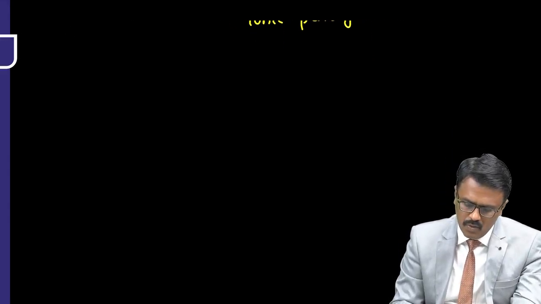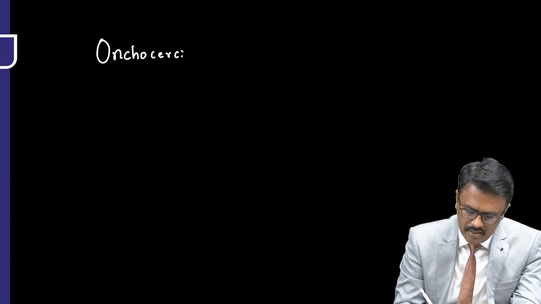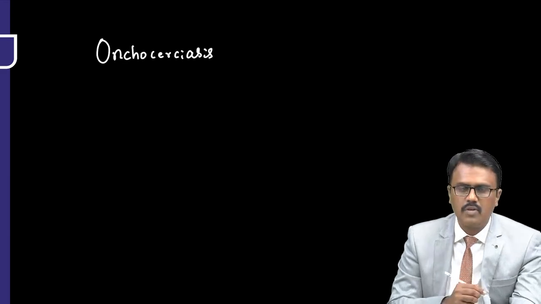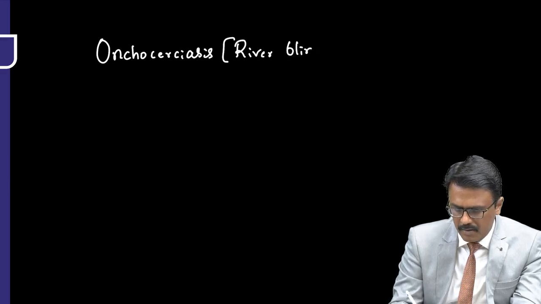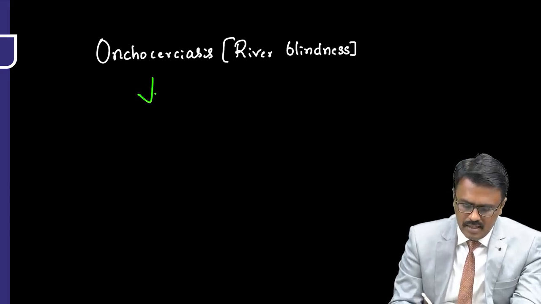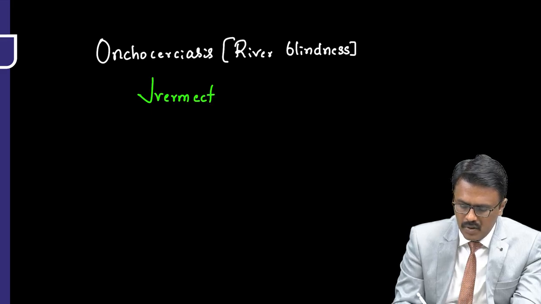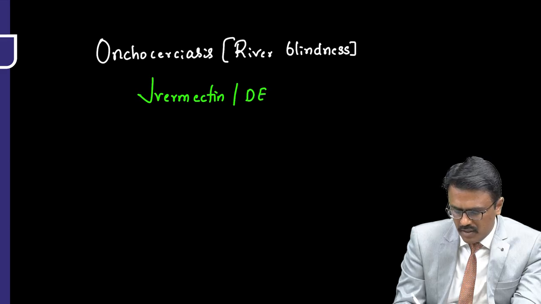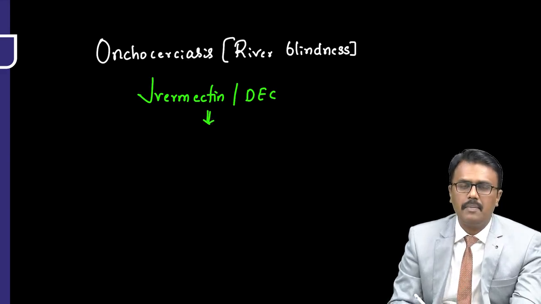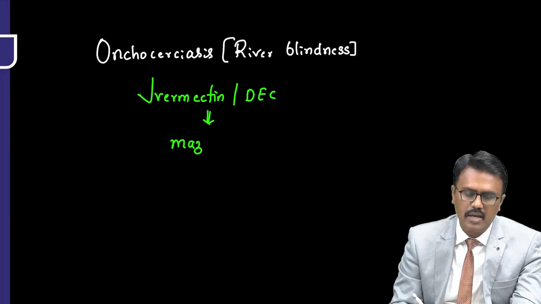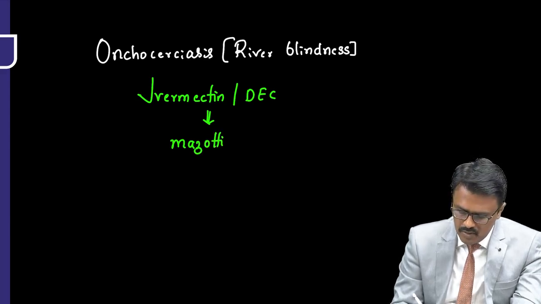But one important thing happens when you are managing a patient of onchocerciasis. It is also called river blindness. In this, we have two therapies we can use. Either we can use ivermectin or DEC, but the drug of choice is ivermectin. When we start the drugs, many times there is a reaction that can happen, and that is called Mazzotti reaction.